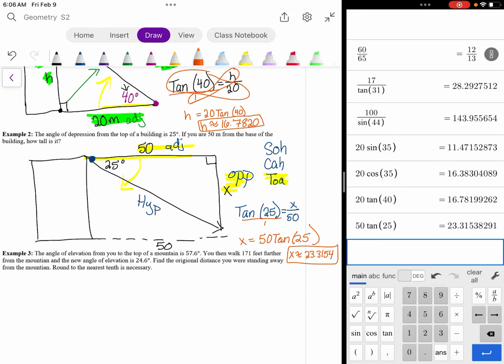With the word problems, first draw a picture, label your sides according to your reference point, so opposite, adjacent, and hypotenuse. Then you decide which one of your trig ratios you'll use, and then you are able to solve.